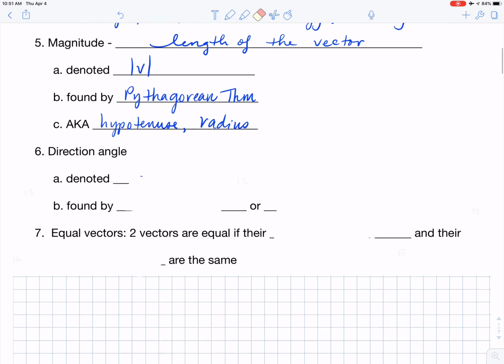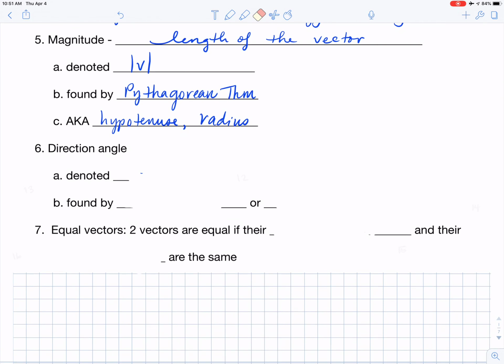The direction angle of your vector is simply what direction the vector is going. The way that we write this is just by using theta, so this isn't any different from how we have been writing our angles the rest of the semester. There are two ways to find your direction angle. You can use SOHCAHTOA if it's on the unit circle, or you can use inverses if it's not a memorized value on the unit circle.